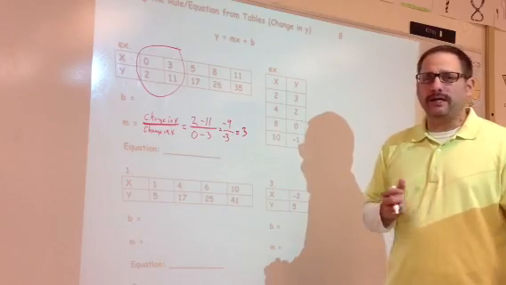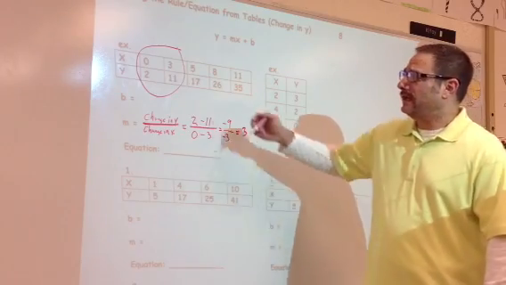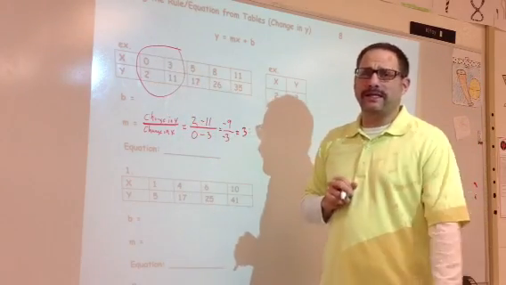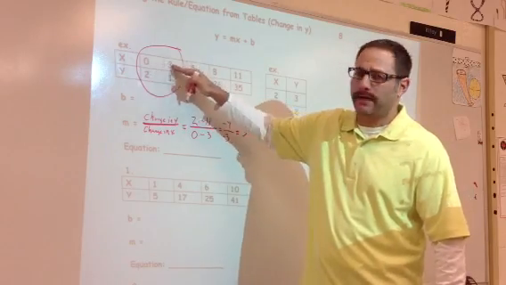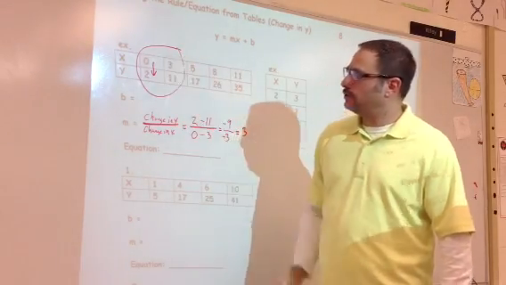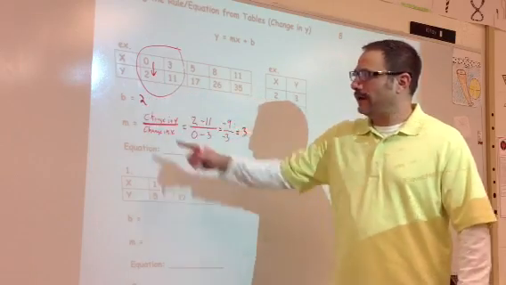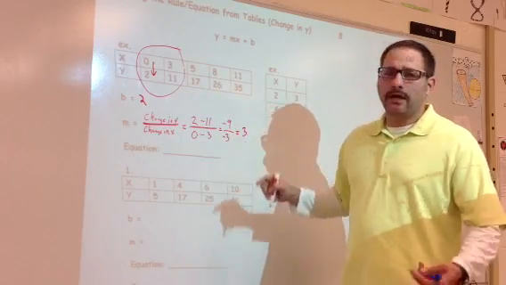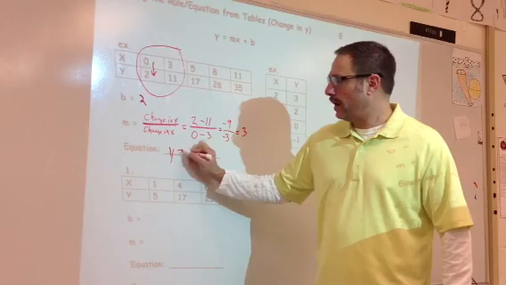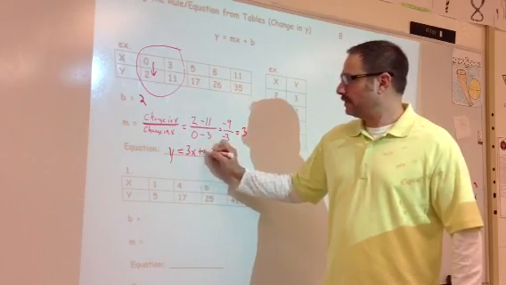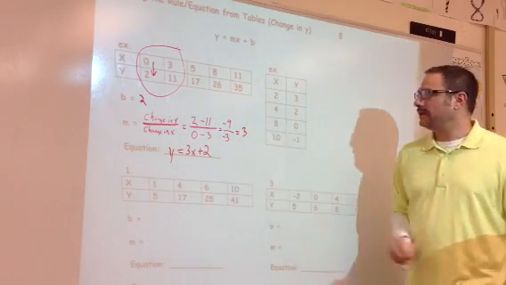Now, to find the b, or the y-intercept, or the starting point: whenever you have 0 in the x row, or the independent row, the 0 just points to the y-intercept, which in this case would be a 2. So I have my b, I have my m, therefore I can write my equation. y equals 3x plus 2. Okay? Take a look at this example.